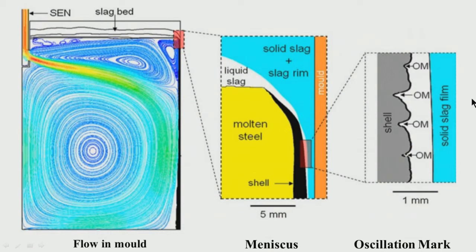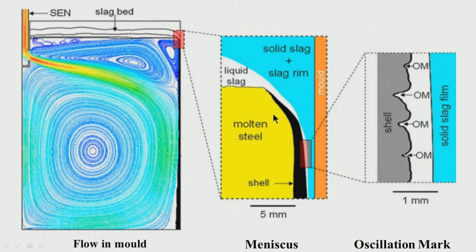So, this area, if it is magnified again, you see what the different phases are which are present. What is the solid slag film? This is the liquid slag film, and this is the solid shell, which is getting solidified. This liquid slag will generate, because of the oscillation, the vertical movement, top and bottom, of the mold, oscillation marks on this shell. So, these are the oscillation marks which will be forming.